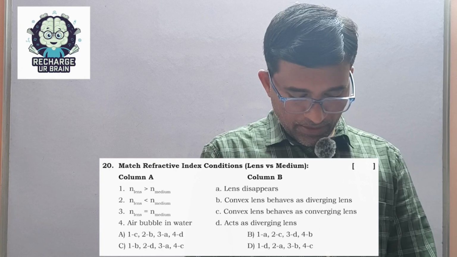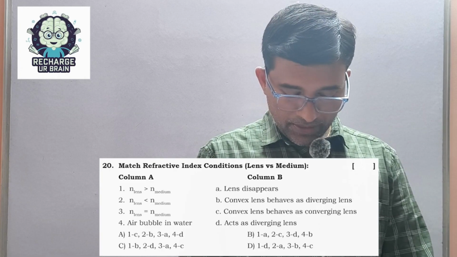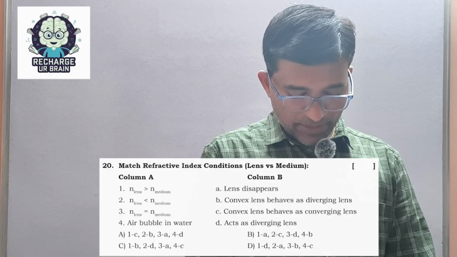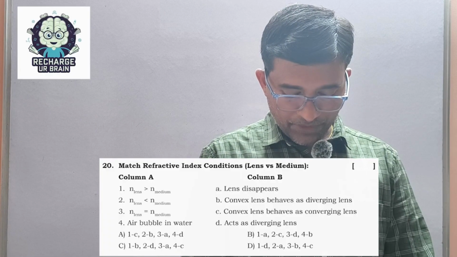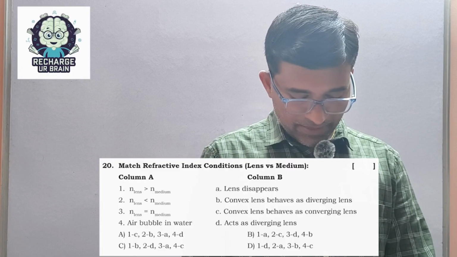And refractive index of the lens is less than refractive index of the medium: in A, B, C, D, which one is correct, you check once. And refractive index of the lens is equal to refractive index of the medium: in this also, you check the option. And air bubble in water, how does it act?